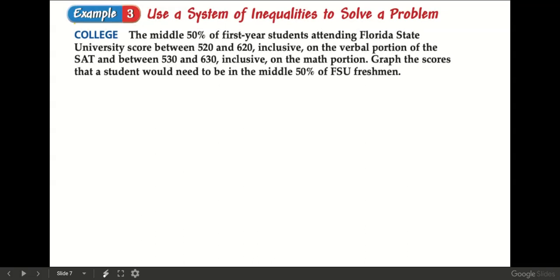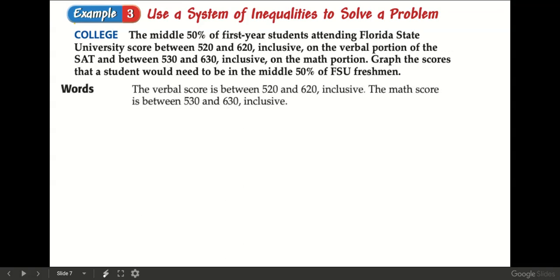Let's look at another example. We're going to use a system of inequalities to solve this problem below. It says the middle 50% of the freshmen students attending Florida State University score between 520 and 620, inclusive, on the verbal portion of the SAT and between 530 and 630 inclusive on the math portion. We're going to graph the scores that a student would need to be in the middle 50% of Florida State University freshmen. So the verbal score has to be between 520 and 620 inclusive, and the math score is between 530 and 630 inclusive. That just means they're included in between those two numbers.